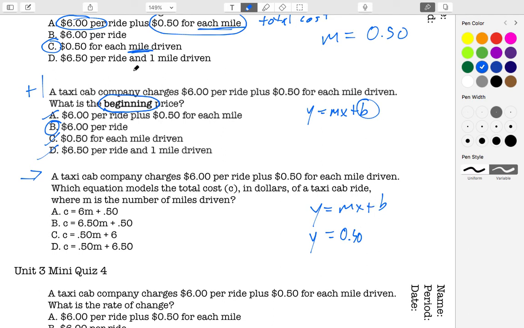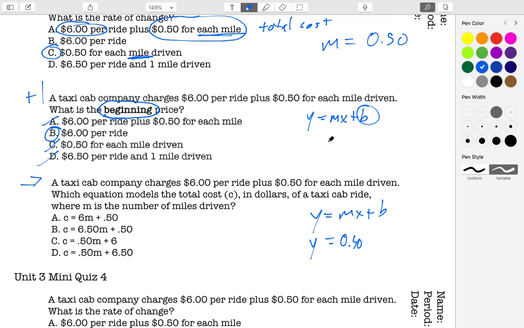I want you to notice the order of these questions. So everyone's looking over here, right? You have m is equal to 0.50. So this problem was to identify your rate of change. This problem identified your beginning point. Now this third problem, you use these two to plug it in. So you don't put anything for y and x. What should I put for b then, your beginning point? What was it again? $6.